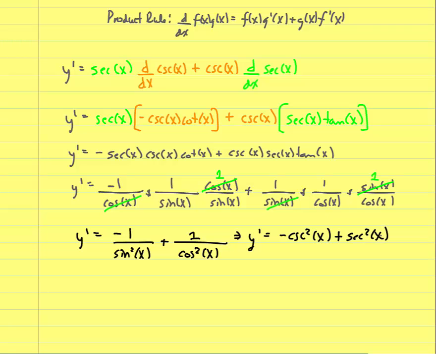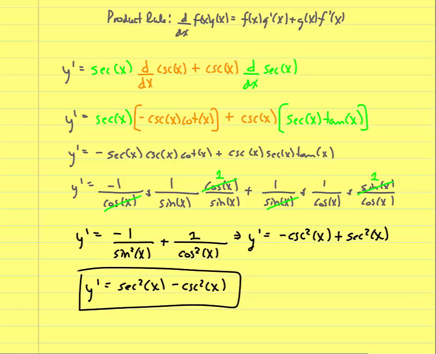So if we're looking at this simplification, usually we would want to write that positive leading coefficient, so I'd rather rewrite this as secant squared of x minus cosecant squared of x. Now this is something that I can work with in terms of taking another derivative or evaluating to find an equation of a tangent line.